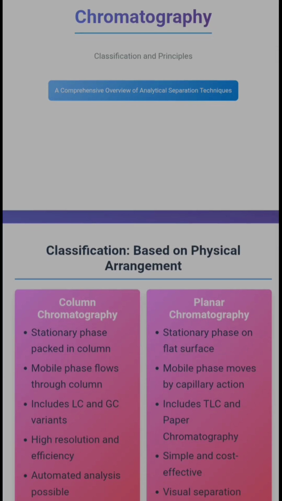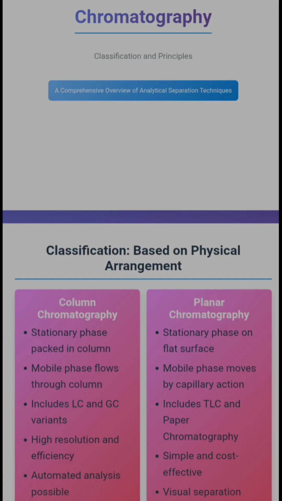Second, classification based on physical arrangement: column chromatography and planar chromatography. First I will discuss column chromatography. The stationary phase is packed in the column, and the mobile phase flows through the column. It includes LC and GC variants, with high resolution and efficiency and automated analysis possible.